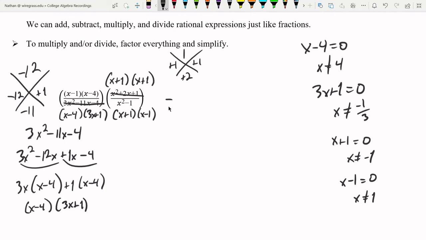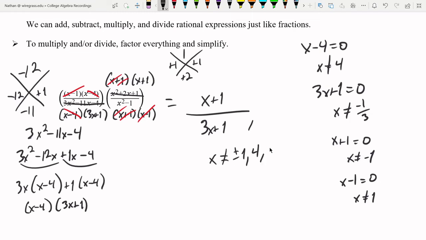And now we can simplify. So I'm going to cancel out. Let's see, I got a negative 1, x minus 1, x minus 1 there. x minus 4. And then I have this x plus 1 here. Okay, writing it out, we have x plus 1 over 3x plus 1, where, of course, x cannot equal plus or minus 1, 4, and negative 1/3.